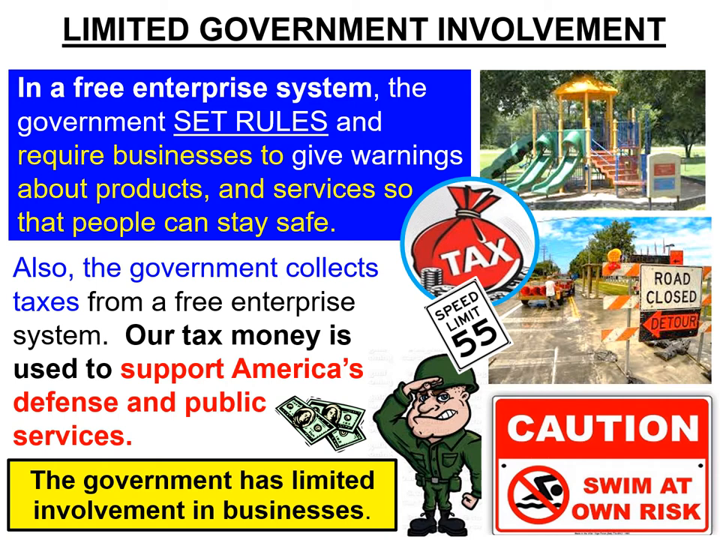So the government wants you to have a business. It's good to have a business because once you got that business, you're going to be paying some taxes, and that tax money is going to help society. So that's why the government just wants people to be safe. They have limited involvement. They make sure that we are safe. But they also allow these businesses and their companies to make whatever they would like, charge as much as they would like, and just make sure a few rules are in place. This is limited government involvement.